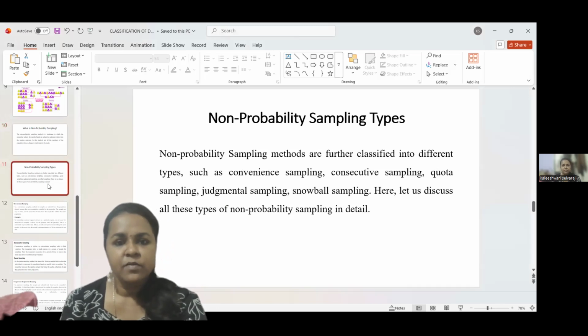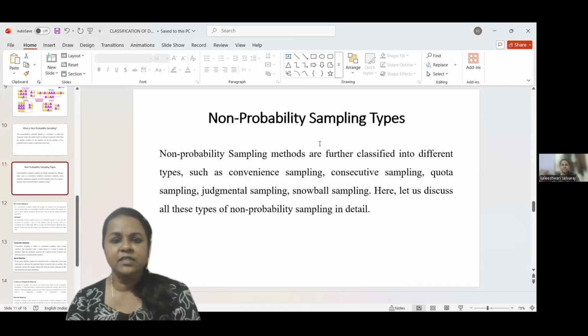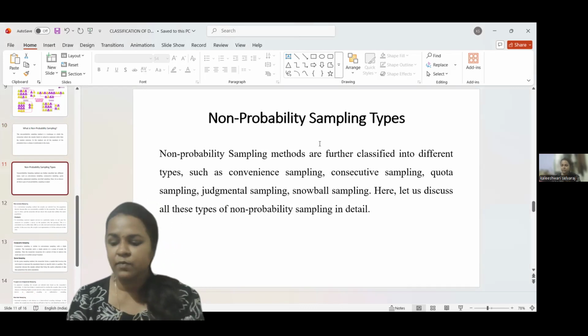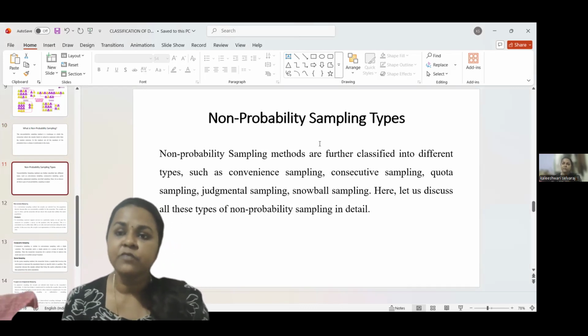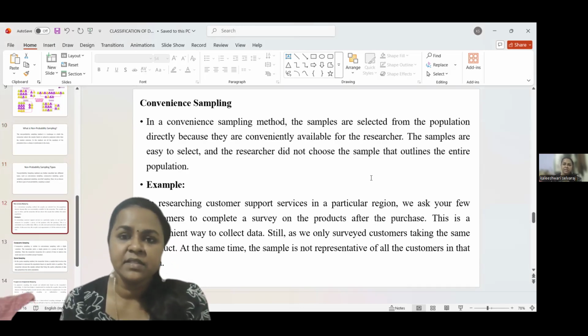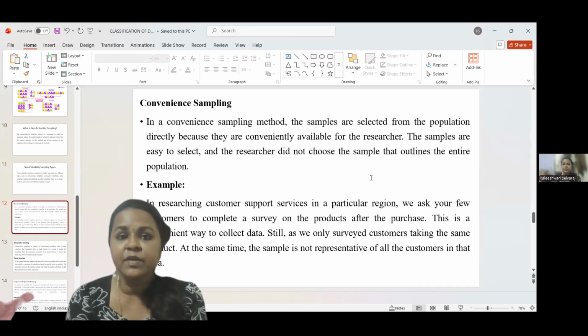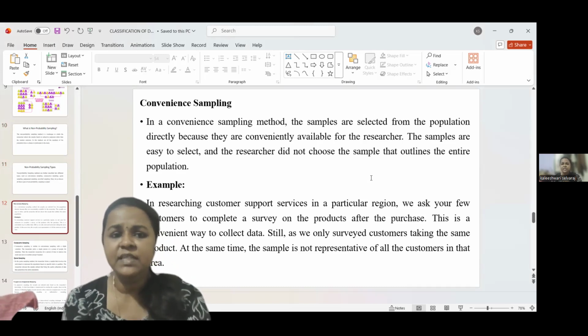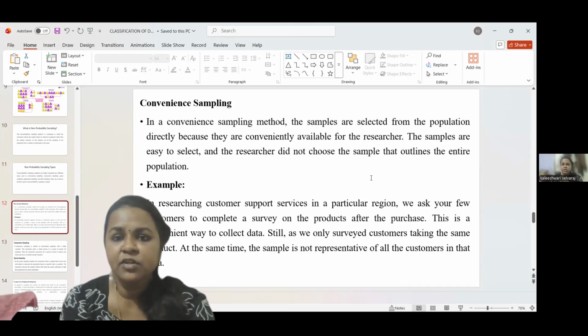There are types of non-probability sampling. Likewise, it is convenience sampling, consecutive sampling, quota, judgmental, snowball. All these samplings fall under the concept of non-probability sampling. So first one is the convenience sampling method. The samples are selected from the population directly because they are conveniently available for the researcher. So the samples are easy to select and the researcher did not choose a sample that outlines the entire population.